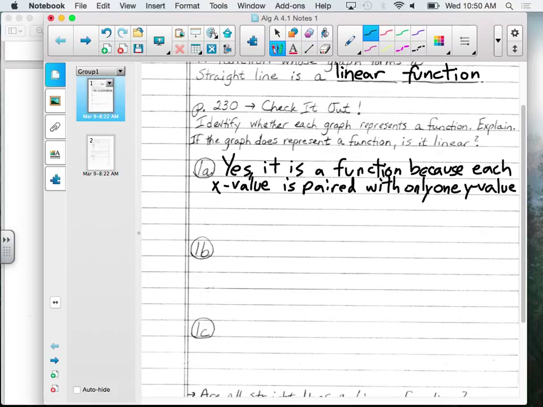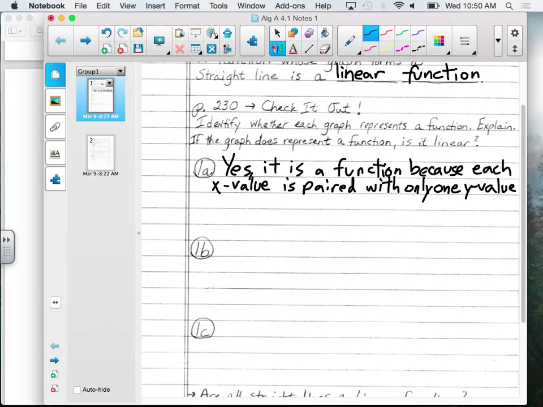Alright, so we did the first part. We identified if it represents a function and explained why. So, if it is a function, which we already said it is, is it linear? Yes. Why? Because it's a straight line. It's a straight line, exactly. So, it is a function, and it's a linear function because exactly what Cody just said, it's a straight line.